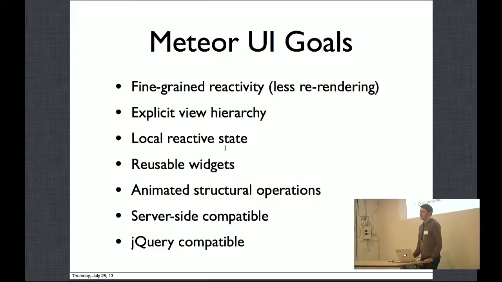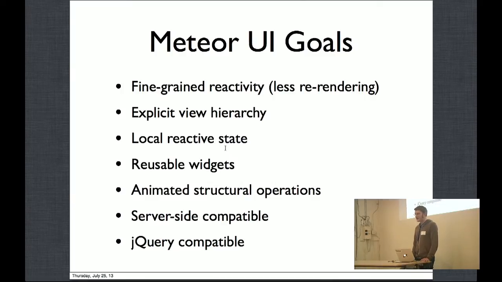Among the goals of the Meteor UI project are these. Fine-grained reactivity, less re-rendering. Right now, you often have the experience where some handlebars helper reads a session variable or reads the database, and then that causes a big chunk of the page to be re-rendered. Especially if, say at the top of the page, you've got some class on your big top-level div. Every time that class changes, your whole div is re-rendered. So part of the goal here is to have more pinpoint reactivity. If you say an attribute should depend on something, then when that thing changes, the attribute changes.